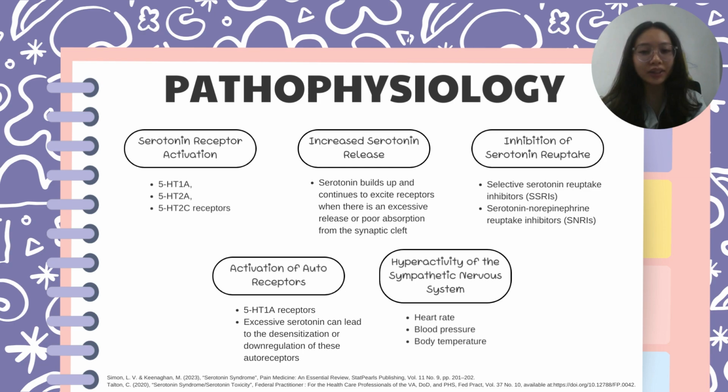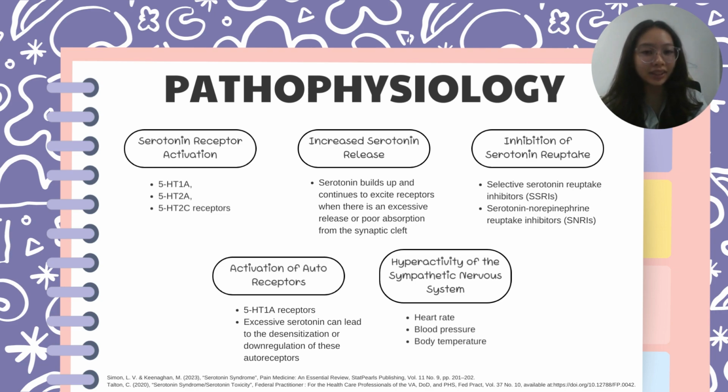Today I will explain about the pathophysiology of serotonin syndrome. The first one is serotonin receptor activation. There are 5-HT1A, 5-HT2A, and 5-HT2C receptors. Next is the increased serotonin release. Serotonin builds up and continues to activate receptors when there is excessive release or poor absorption.